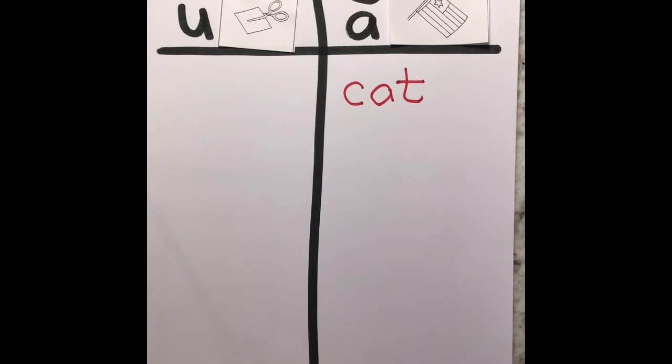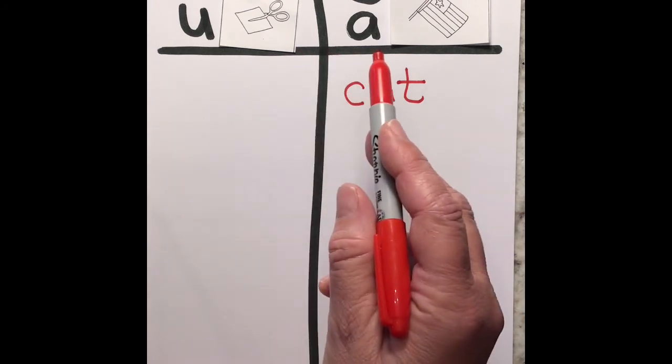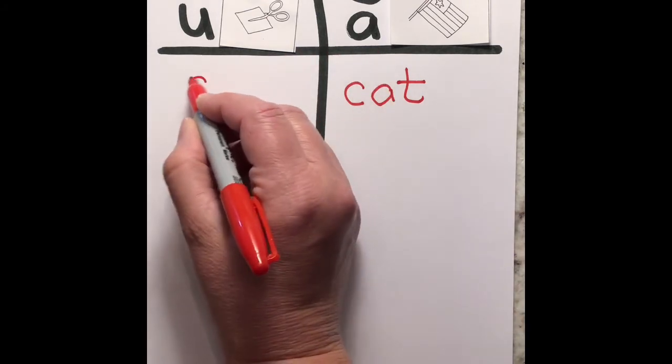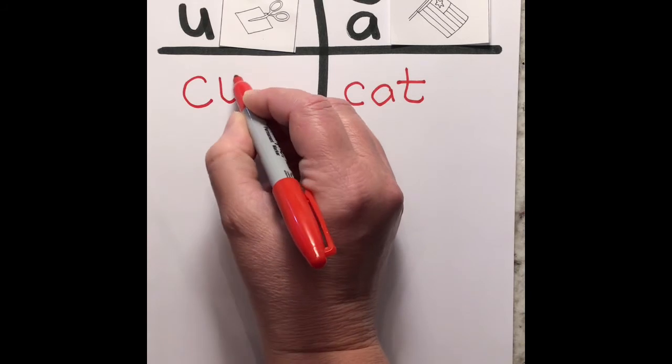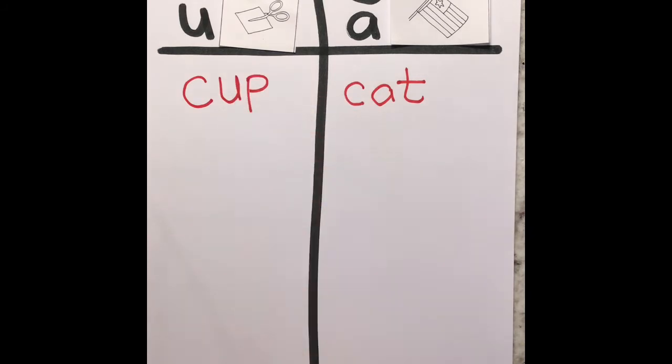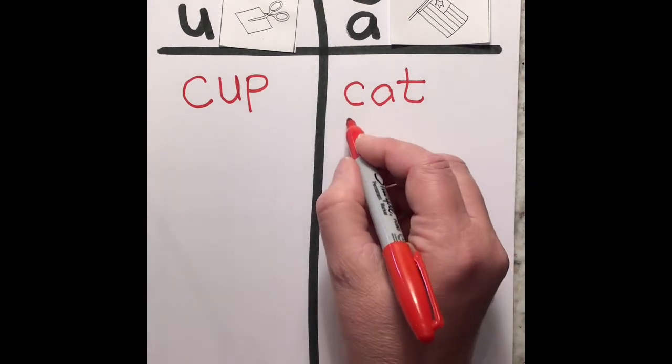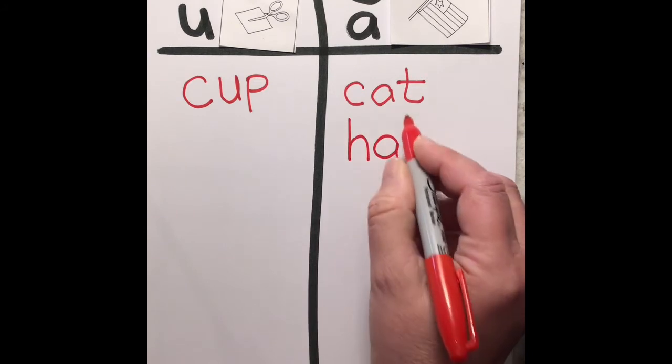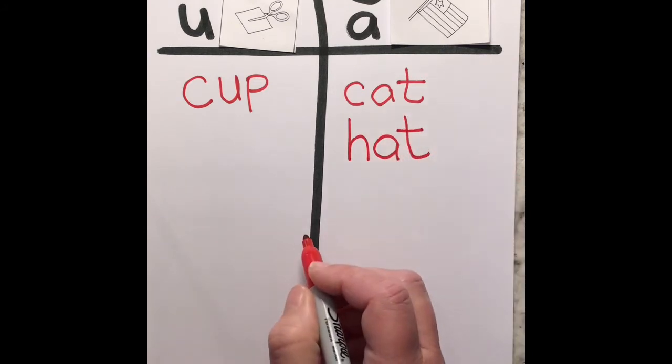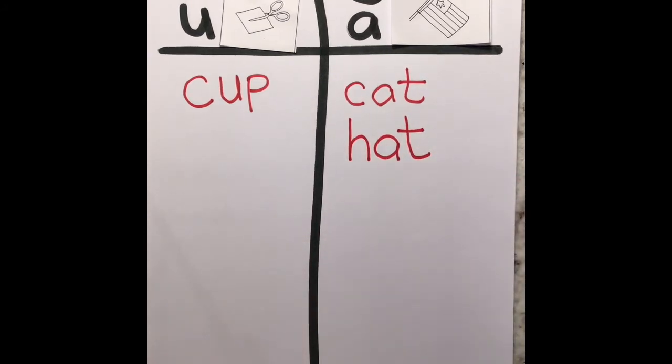The next word is cup. Does cup have an u or does cup have an a? Go ahead and write that word. The next word is hat. And this would be the student writing here. So the student would be doing the writing. The next word is, let's see, cut.